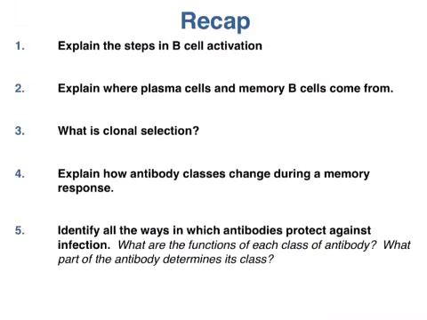These questions give you some idea of what you should be able to address after studying this video. You should be able to talk about how B cells are activated. So remember the two-signal theory. You need both antigen recognition and T cell help. You should be able to talk about both plasma cells and memory B cells, where they come from and what they do. You should be able to talk about clonal selection, and remember, T cells do clonal selection as well.